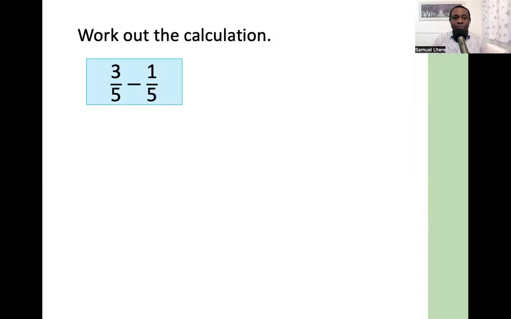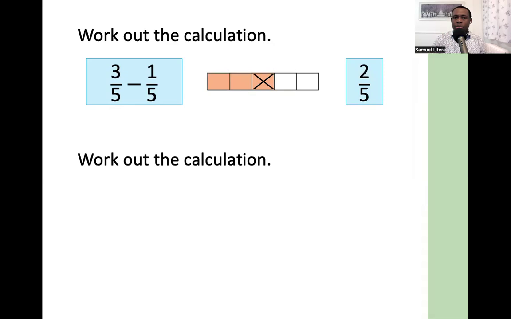Interesting, isn't it? Okay, what about this one? When we do subtraction, you would say, I know, it's 2/5. We simply just subtract 1 from 3 because the denominators are equivalent. But what about this one?